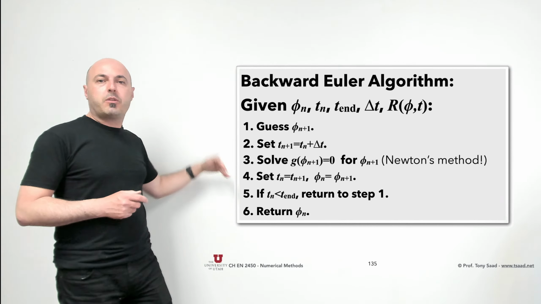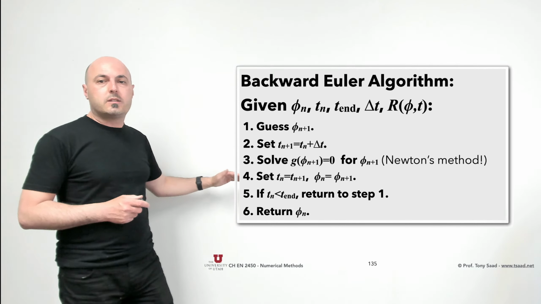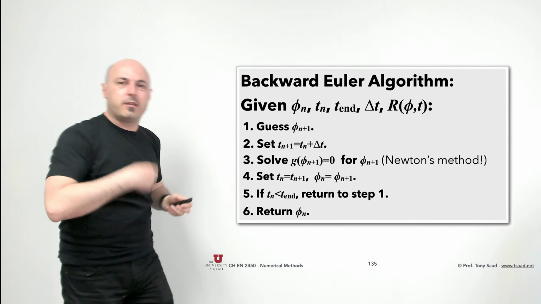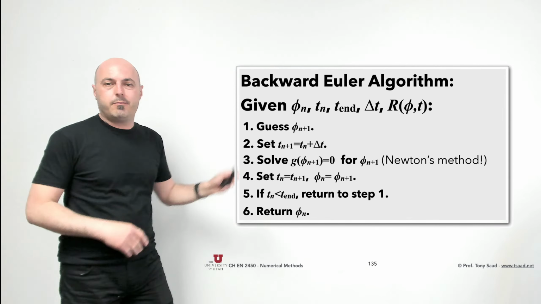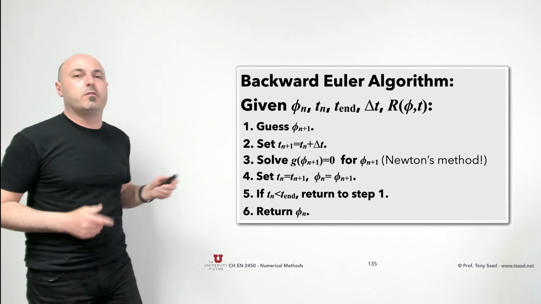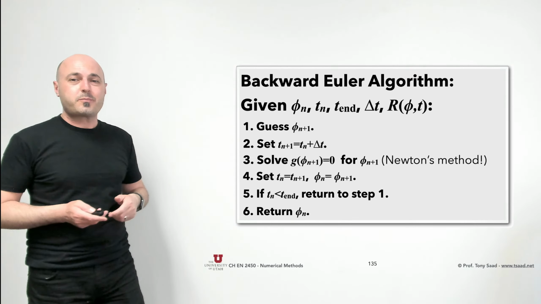And then you do the same thing as you would have done with forward Euler. You set tn is tn plus 1, so you move time forward and then you repeat. Or you do it in an array, it doesn't matter. But you just have to advance, and every time step you have to solve a nonlinear equation.